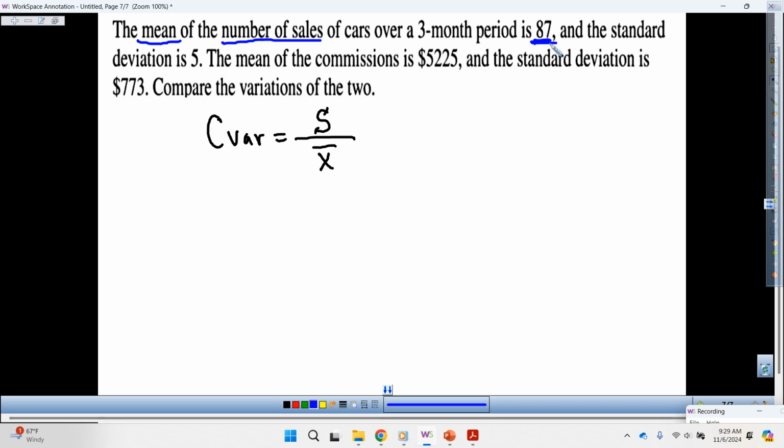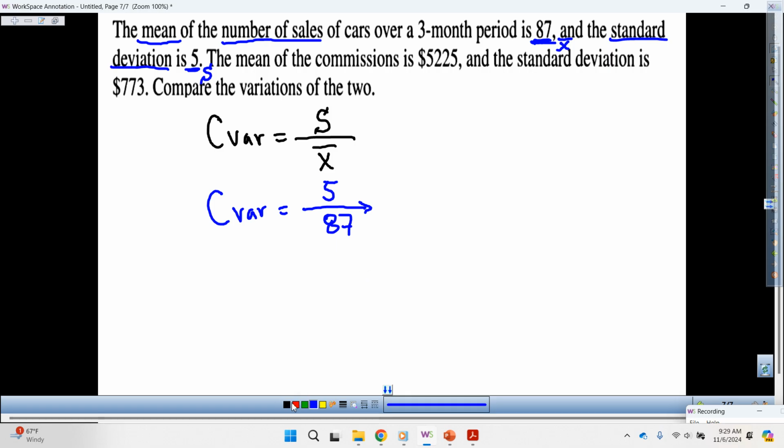This is our mean. So that means we label that X bar. And then it says the standard deviation is what? 5. So we label that S. So that's for blue. Underneath that, you're going to write CVar equals blank. And instead of S for standard deviation, what do we write, everyone? 5. And for the X bar, we write 87. All right. So calculators calculate.